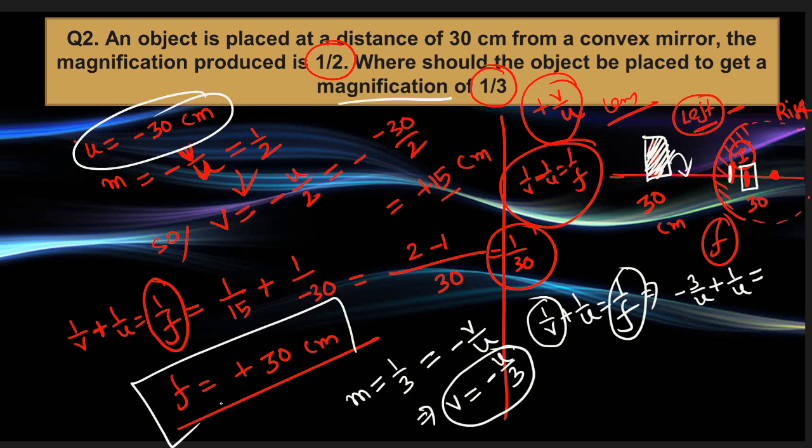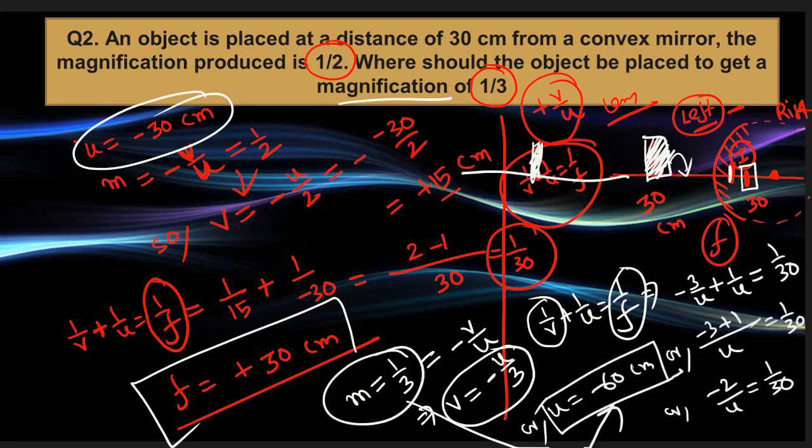It means for getting magnification of 1/3, our object distance will be minus 60 centimeter. Matlab, initially it was 30, now the object has to be kept in such a place, then only we can get magnification 1/3. It's a little good question. Clear? So the answer is, where the object will be placed: answer is 60 centimeter on the left side of the mirror. Okay?